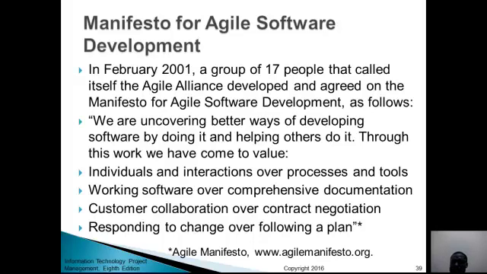The software must work over comprehensive documentation. If you have a whole lot of documentation, but the software doesn't function properly, then I don't see the advantage there. Customer collaboration over contract negotiation: how you can collaborate with customers to find out what they want, as compared to contract negotiation. Now, responding to change over following a plan. An organization must be able to respond to changes as compared to our ability to follow plans. That is the manifesto developed by the Agile group.